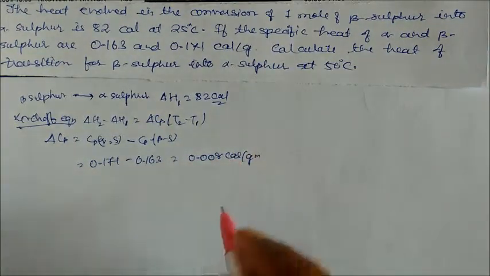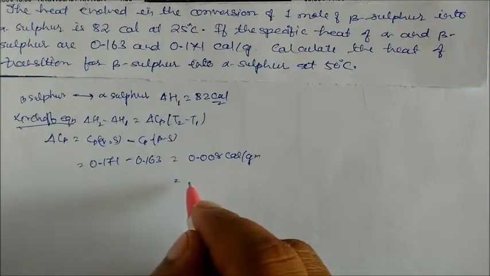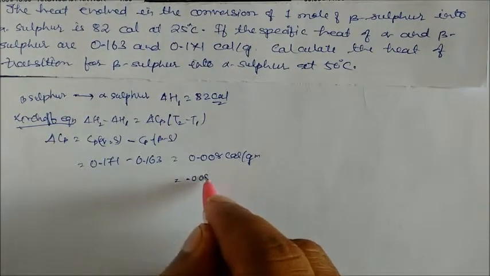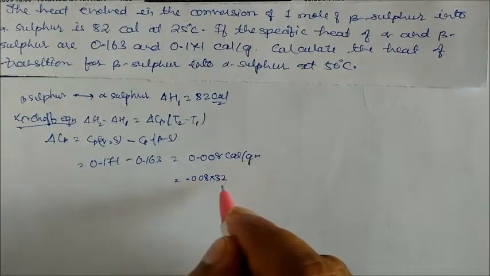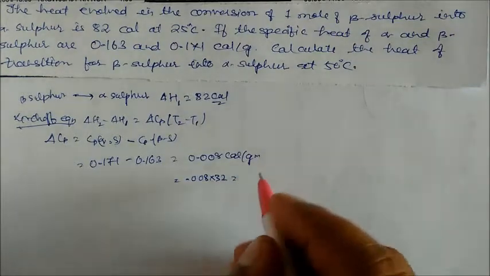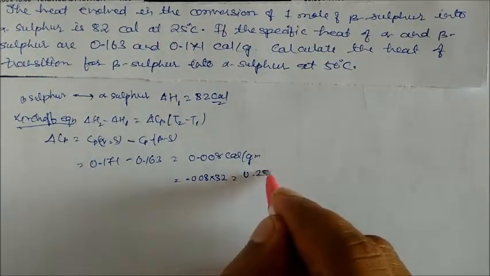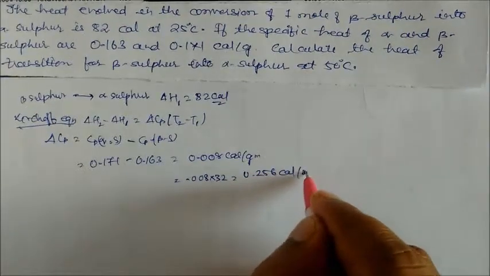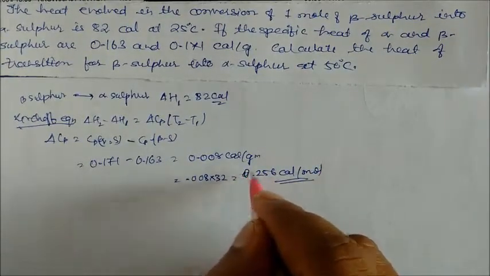On solving we get 0.008 calorie per gram. Now we convert this into per mole, so we write 0.008 into 32, and we get 0.256 calorie per mole.